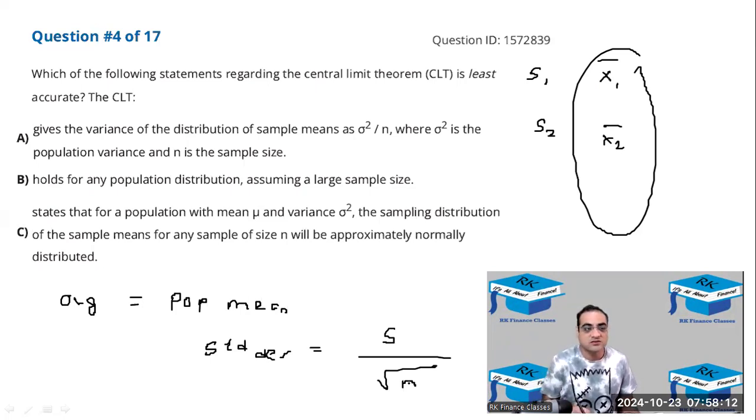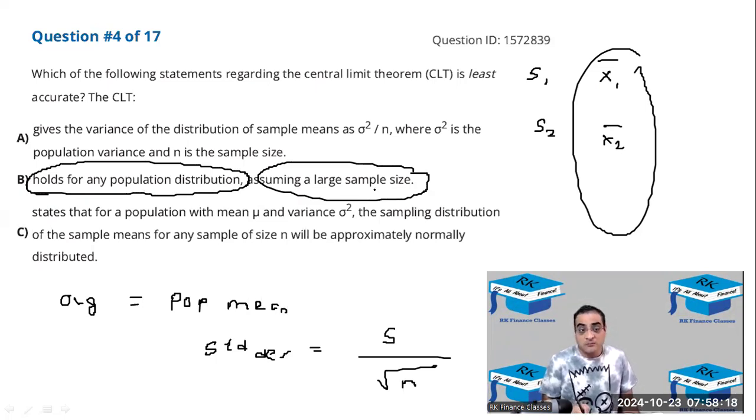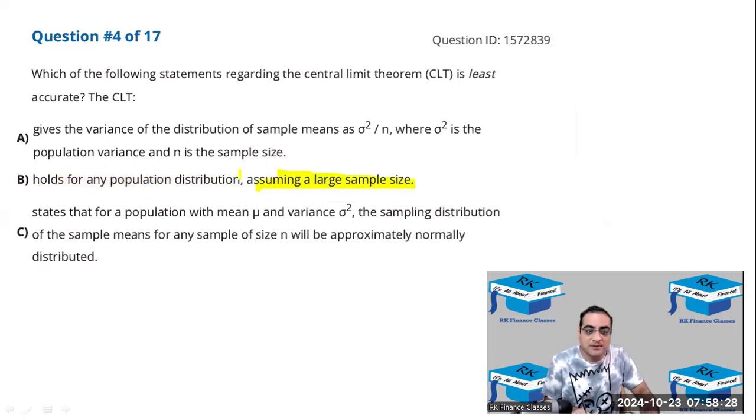Okay, so the first one holds for any population distribution, assuming the sample size is large. That's right. The population should be normally distributed only if the sample size is small. If the sample size is large, then any population is fine. So this was a correct statement, but we are looking for a wrong statement. So this is not the answer.